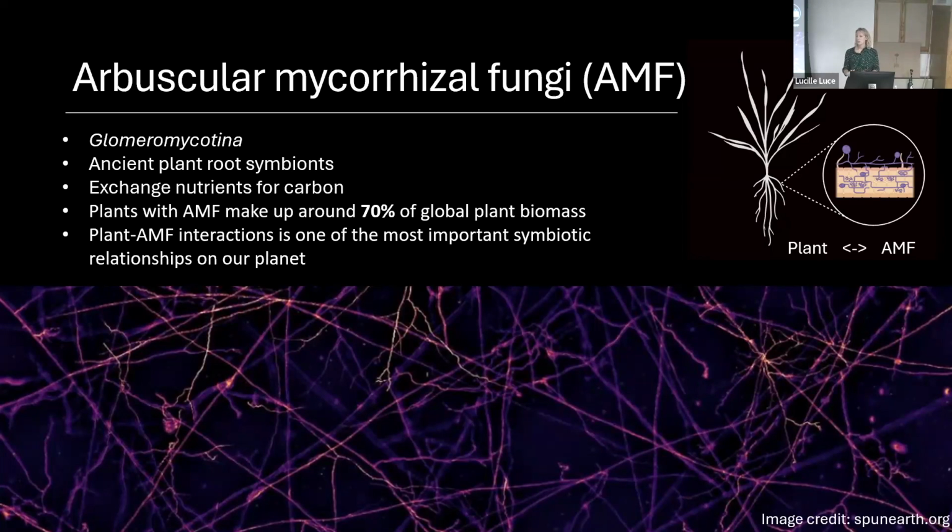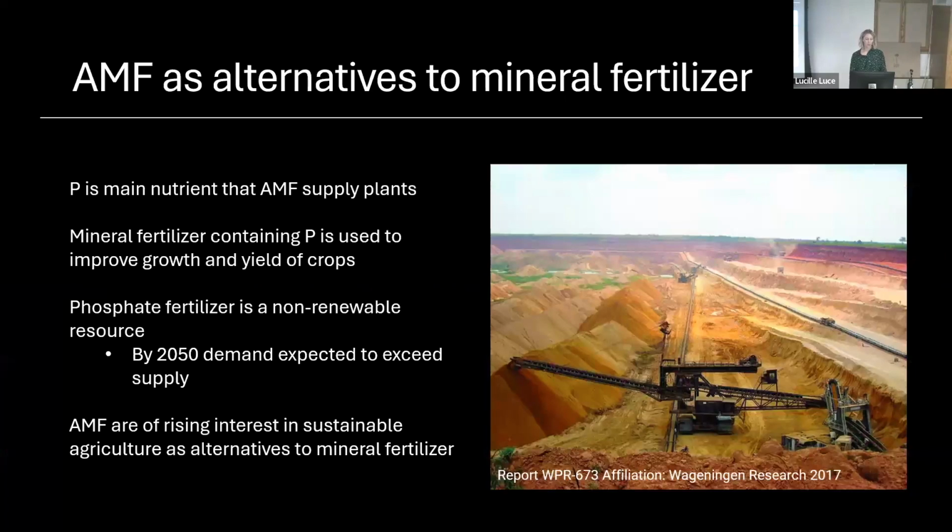This symbiosis is incredibly widespread, and it's estimated that plants with AMF make up around 70% of global plant biomass, arguably making this one of the most important symbiotic interactions on our planet, with overarching impacts in terrestrial ecosystem functioning and sustainable agriculture, as they are of interest as sustainable alternatives to non-renewable and energy intensive to produce mineral fertilizer. So what is it that I mean by that? Phosphorus in the form of phosphate is the main nutrient that AMF supply to their plant host.